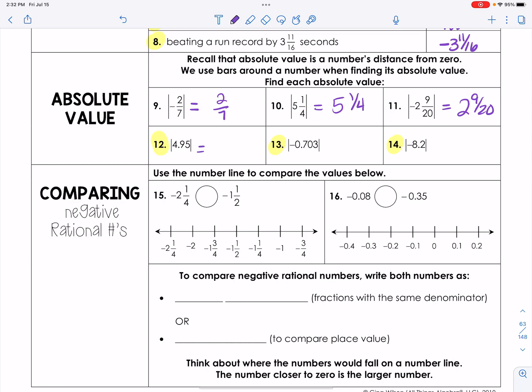Okay, this is a positive 4.95. This is a positive 0.703. And this is a positive 8.2. I don't know why I wrote 0.82.